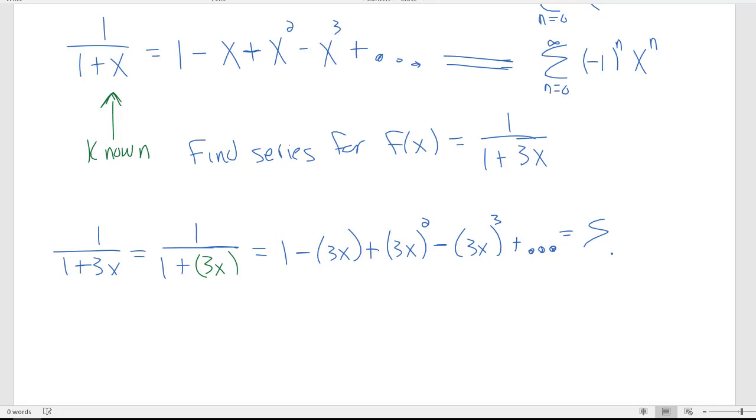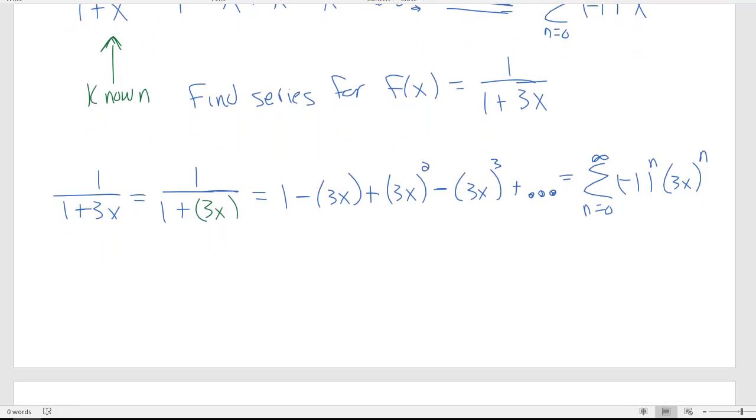So in sigma form, I'm going to have negative 1 to the n and then my 3x to the n. So I'm coming back up to that sigma notation right there, negative 1 to the n, x to the n. So this becomes negative 1 to the n, 3x to the n. Now I can do some cleanup here. So let me stop. Did you get that far? All right, excellent. So let's do a little bit more cleanup.